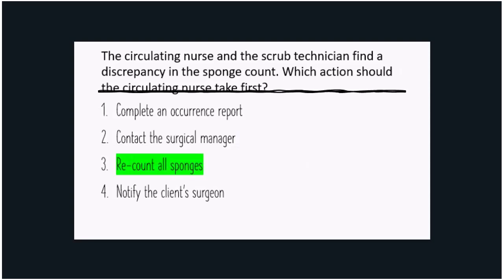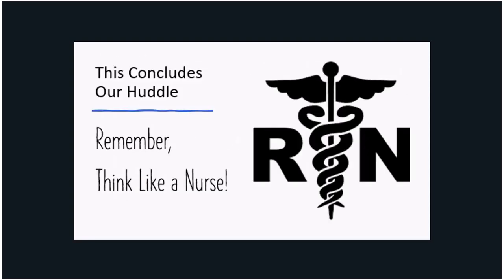And the correct answer is the first thing, and this is a priority question. What would the nurse do first? And recount all the sponges. So all of the other things are things that the circulating nurse might do, but what will this nurse do first? So this concludes our NCLEX huddle on perioperative care.